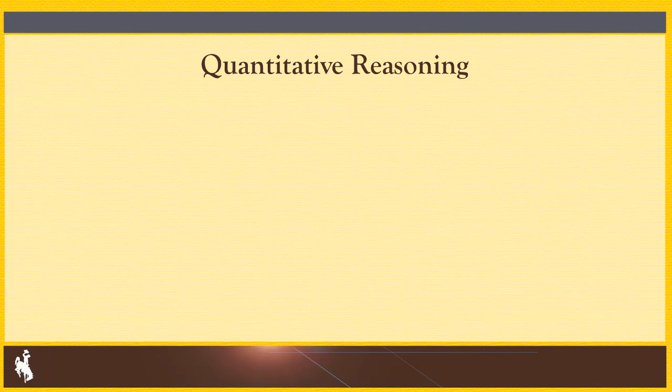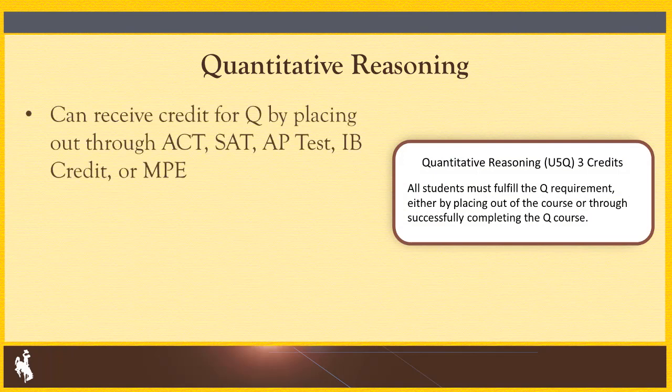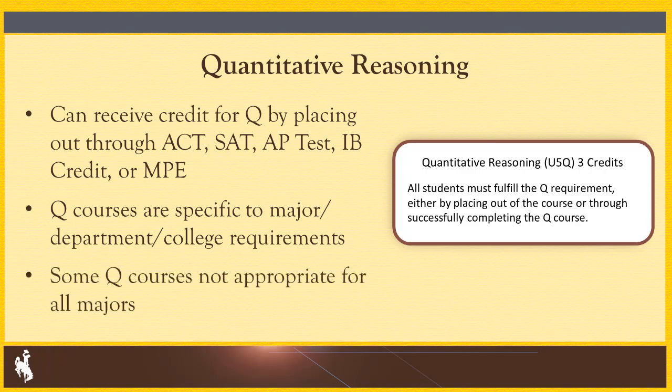The next USP that we're going to talk about is quantitative reasoning. This is the math course, right? The quantitative reasoning course required by the university. Students can receive credit for the Q by placing out of a course through the ACT, SAT, AP test, IB credit, or the math placement exam. So if a student scores well enough, they could check this off of their degree evaluation without ever taking a course. The quantitative reasoning courses are specific to majors, departments, and college requirements, so be aware, check and see what the degree evaluation dictates for a student's Q. Some courses with the Q attributes are not appropriate for all majors. This is a big distinction between technical and non-technical degree tracks and whether or not they require college algebra or not. So again, check the degree evaluation, chat with the student about what their academic and career goals are.